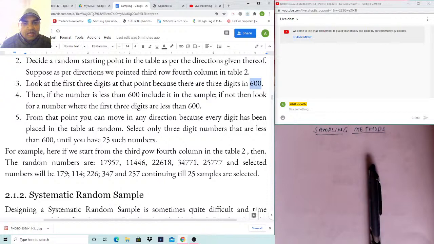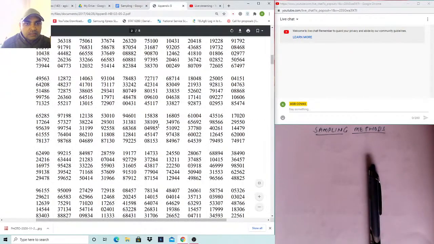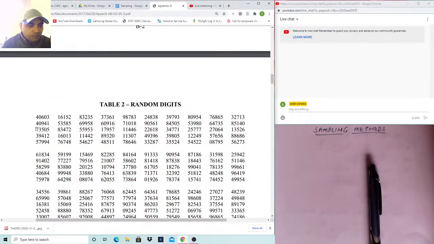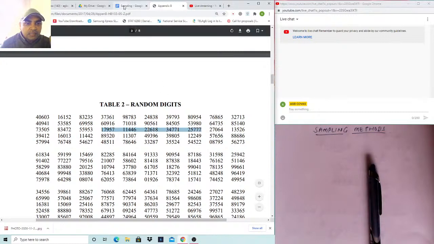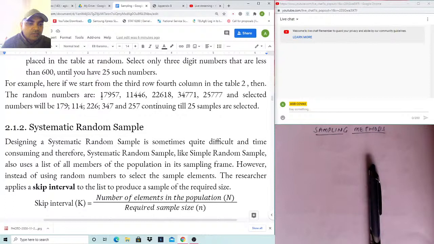So what I did, I started in table 2, third row and fourth column. This is the third row and this is the fourth column, and then I moved on this side. Basically, if you see, I have written these numbers here. What you have to do is look at only the first 3 digits, because 600 is a 3-digit number.